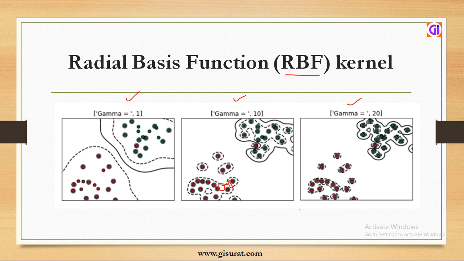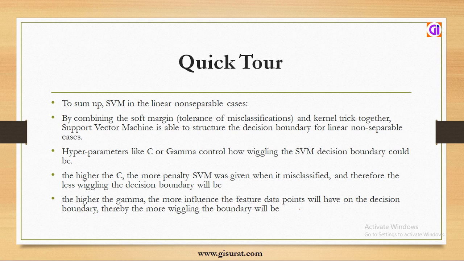In RBF we have to provide the value of gamma, but actually there are different functions and different values we have to provide. So these values are known as SVM parameter tuning. We will learn that also. So that is something about the SVM.